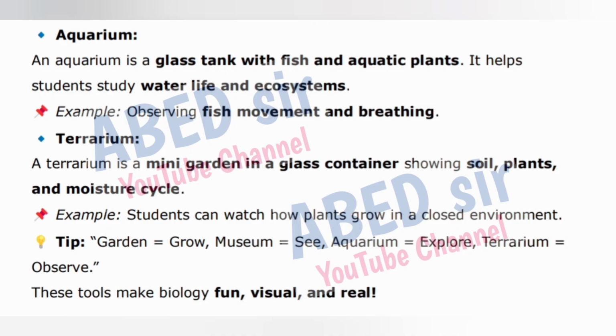Terrarium. A terrarium is a mini garden in a glass container showing soil, plants, and moisture cycle. Example: students can watch how plants grow in a closed environment. Tip.